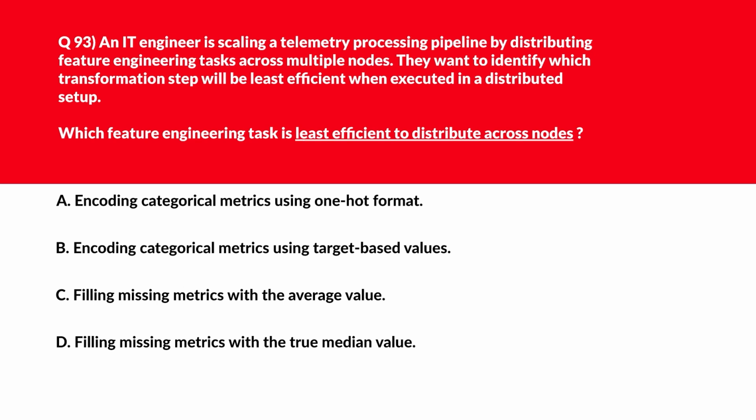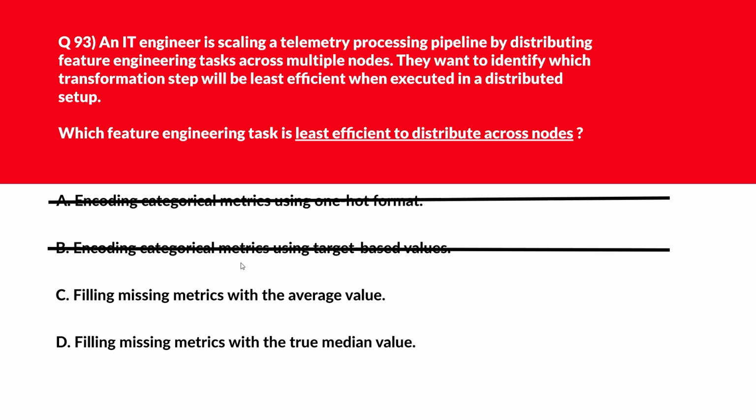Let's bring the heat to the snow. This is all about distributing across nodes. Option E says encoding categorical matrix using one hot format. One hot encoding is parallel friendly and doesn't require global aggregation, hence incorrect. Let's move to option B. B says encoding categorical matrix using target based values. Target encoding can be distributed using group level statistics. Wrong answer.